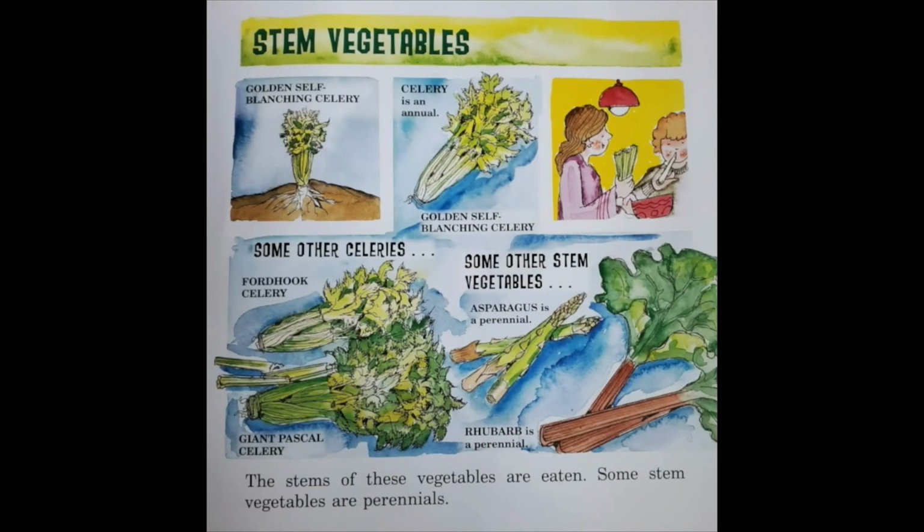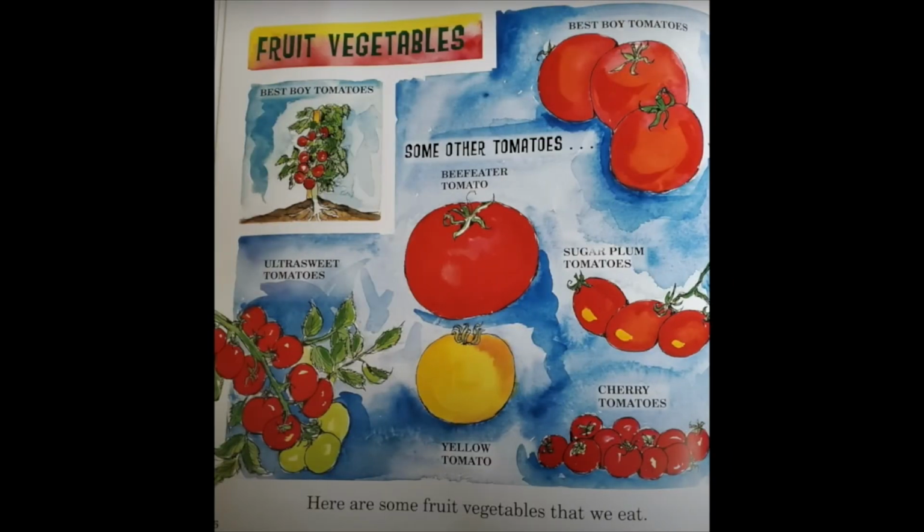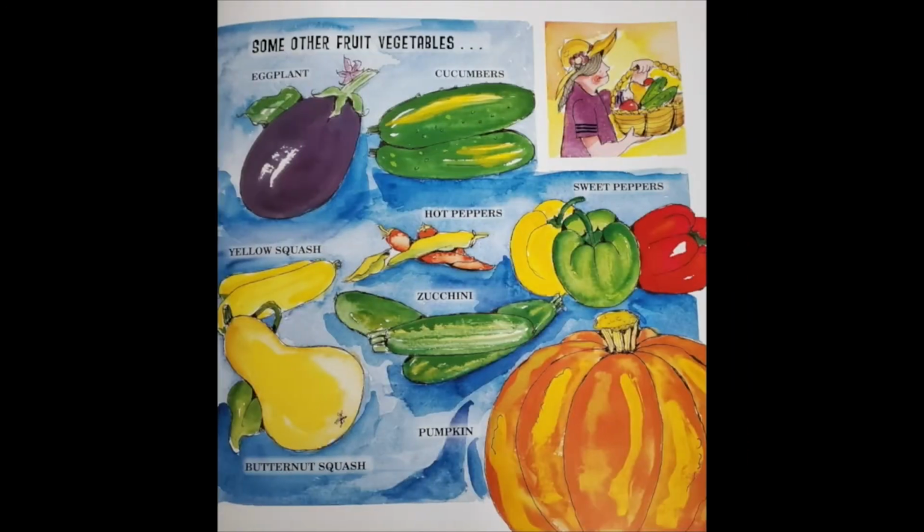The stems of these vegetables are eaten. Some stem vegetables are perennials. Examples are celery and rhubarb. Here are some fruit vegetables that we eat: yellow tomato, sugar plum tomato, cherry tomatoes, ultra sweet tomatoes, and best boy tomatoes. Some other fruit vegetables are eggplant, cucumbers, yellow squash, hot peppers, zucchini, sweet peppers, and pumpkin.